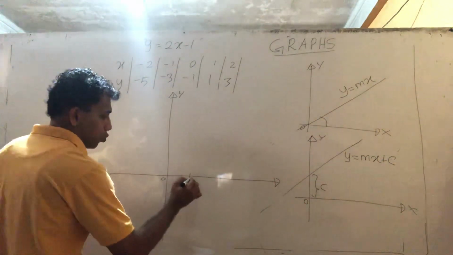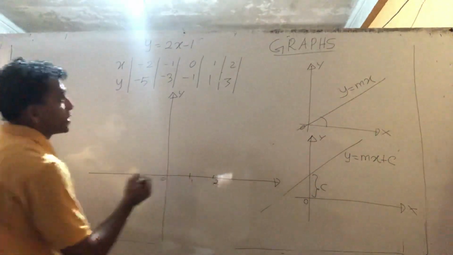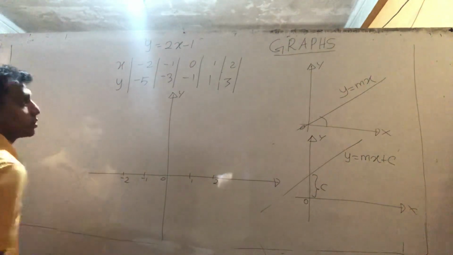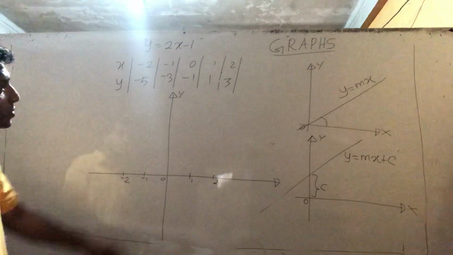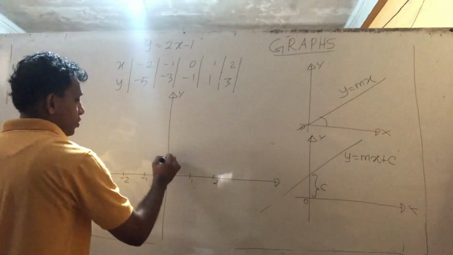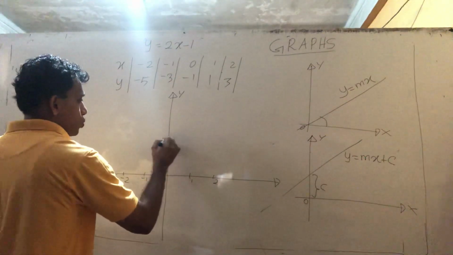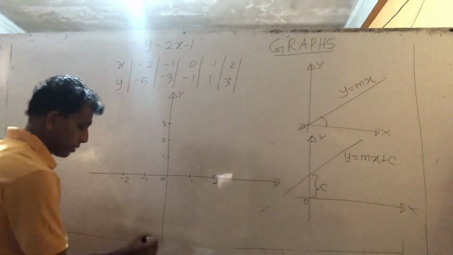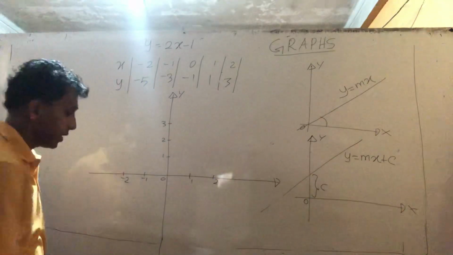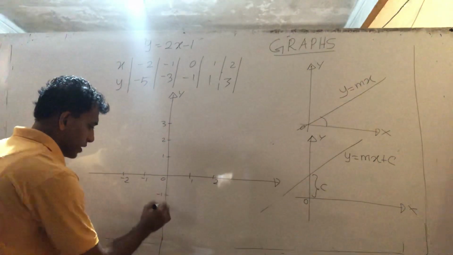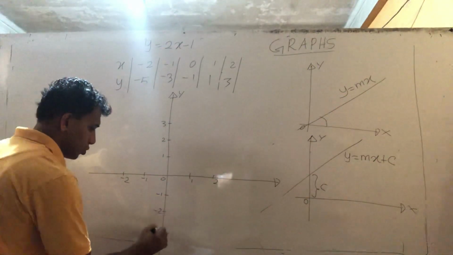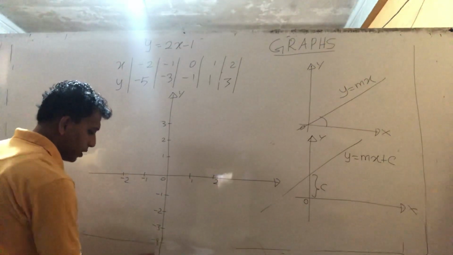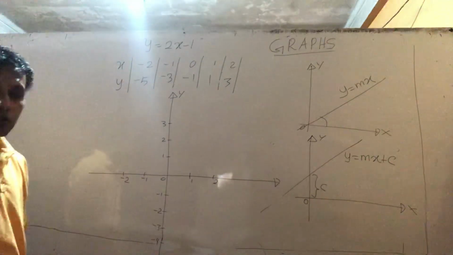X goes up to 2, 1, 2 on the positive side, and minus 2 on the negative side. We need the positive side plus 3, with y values 1, 2, 3. On the negative side, up to minus 5 you need points. Mark minus 1, minus 2, minus 3, minus 4, and a point below minus 5, which completes it.